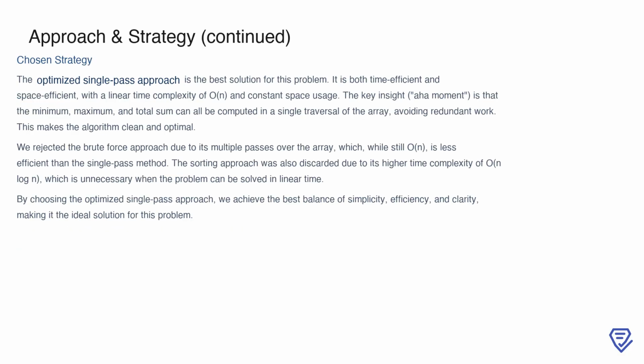After evaluating the different methods, the optimized single-pass approach emerged as the best solution. With a time complexity of n and a space complexity of 1, it is both time-efficient and space-efficient. The key insight lies in the realization that the minimum, maximum, and total sum can all be calculated in a single traversal of the array, avoiding redundant operations. This makes the algorithm not only optimal but also clean and easy to implement.